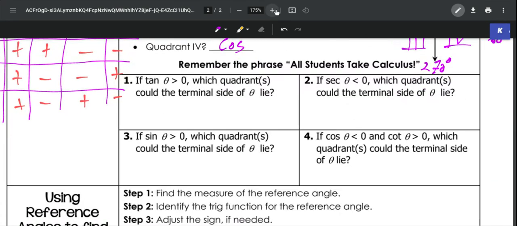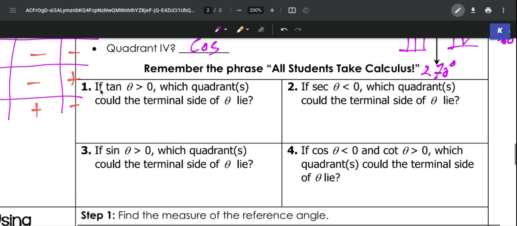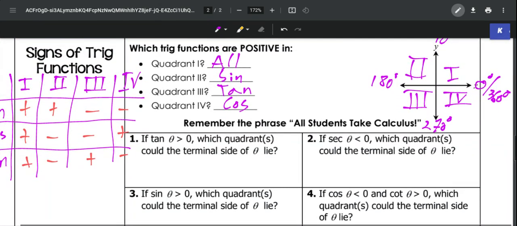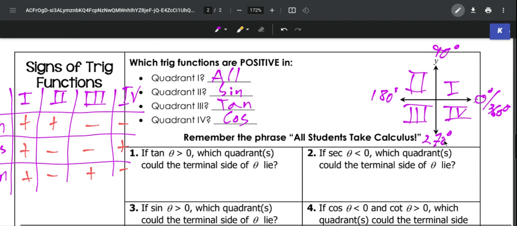All right, so we can answer a few of these questions based upon that. You're going to be given some pretty straightforward ones on your homework. We're not going to worry about secant and stuff like that because it can get confusing. We're going to keep it pretty basic. So tangent of theta, if that is greater than 0, which quadrant could the terminal side of theta lie in? So if tangent is greater than 0, then what terminal side could that lie in?